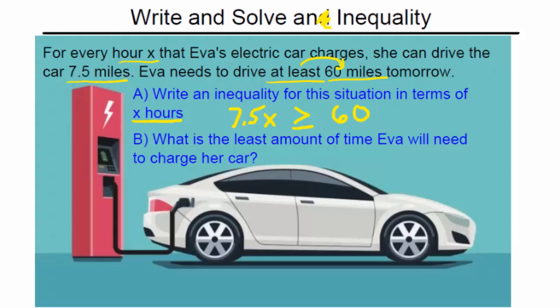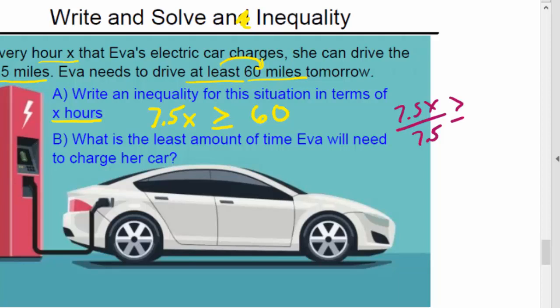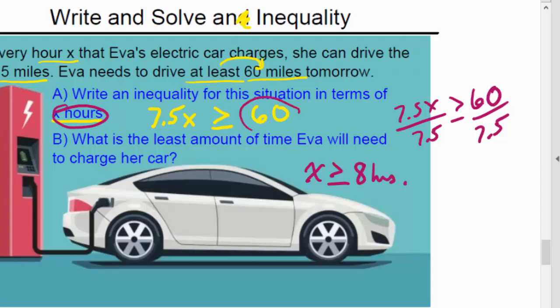All I've got to do to solve it is divide both sides by 7.5. So I'll do this out to the side. 7.5x over 7.5 is greater than or equal to 60 over 7.5. And that will leave me with x being greater than or equal to 8. Now remember, x is in hours, so that would be 8 hours. So she's got to charge it at least 8 hours so that she can drive the 60-mile minimum that she's going to be doing the next day.